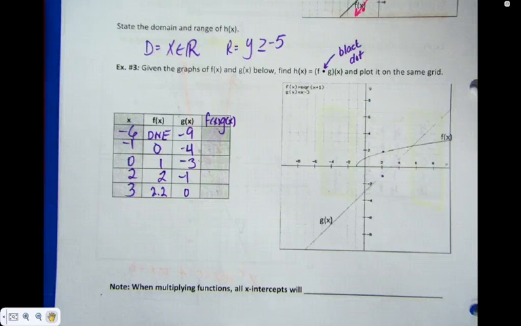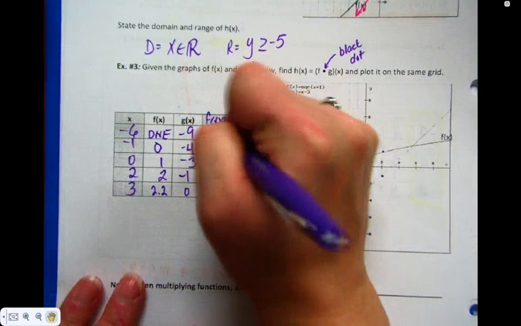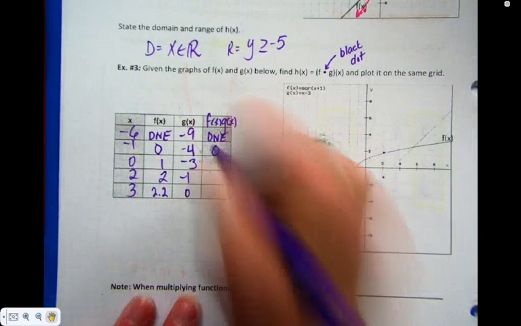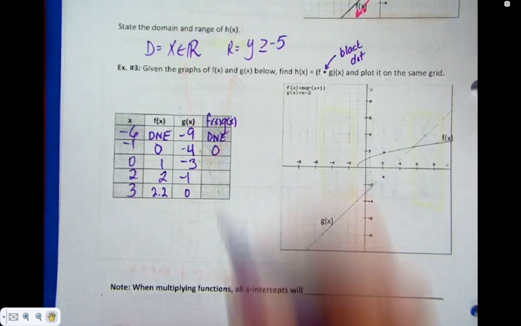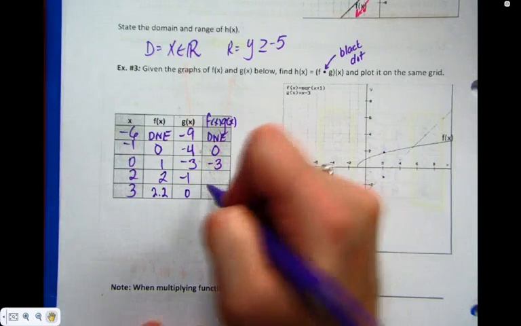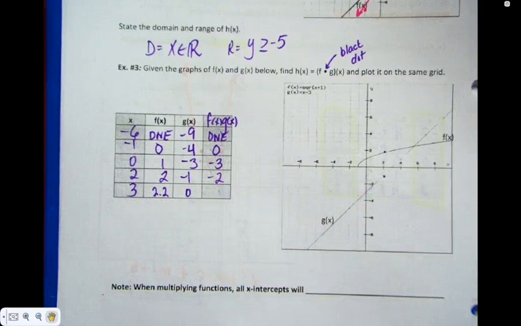How the heck do I multiply a does not exist times -9? Yeah, if it doesn't exist, it doesn't exist. It can't exist on the multiplication. It's not there. It's done. What's 0 times -4? 1 times -3? 2 times -1? And 2.2 times 0.